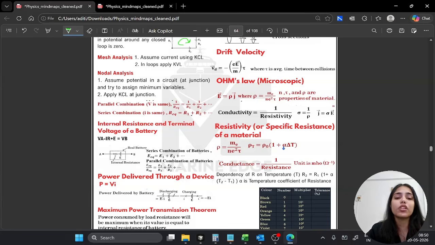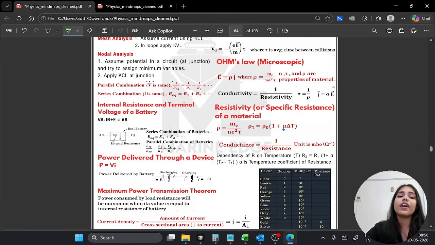Resistors can be kept in series as well as in parallel. If they are in series, the resistance is just added: R1 plus R2 plus R3 and so on. If they are placed in parallel, we use 1 by R1 plus 1 by R2 and so on. Okay. Now, then we have batteries.